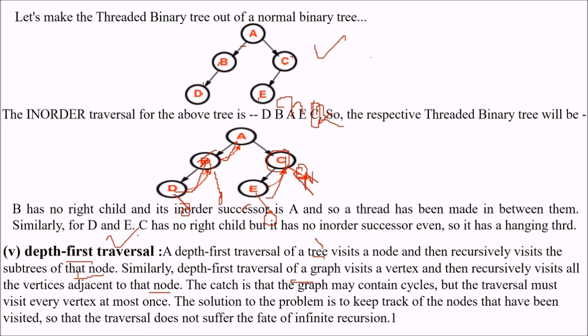So you can apply a depth first traversal for a graph and also a tree, because a tree is essentially a graph only. The catch is that the graph may contain cycles, but the traversal must visit every vertex at most once. And what is the solution? The solution is to keep track of the nodes that have been visited, so that the traversal does not suffer the fate of infinite recursion.